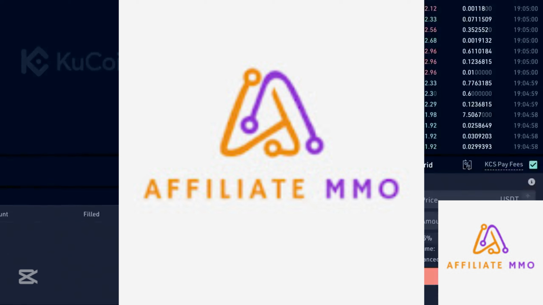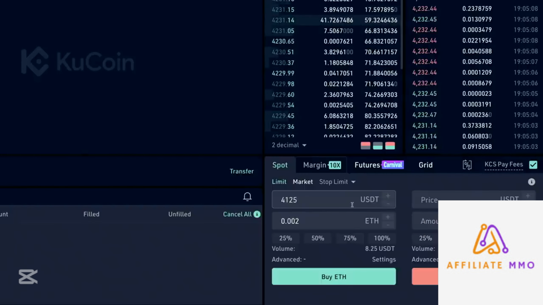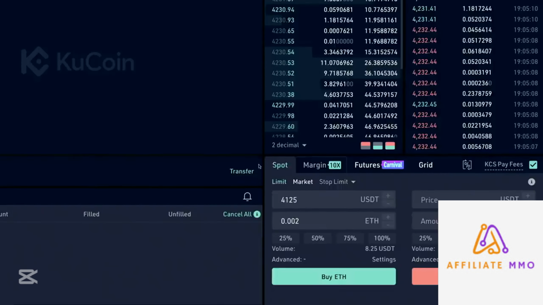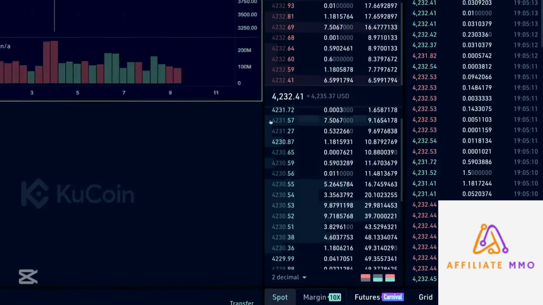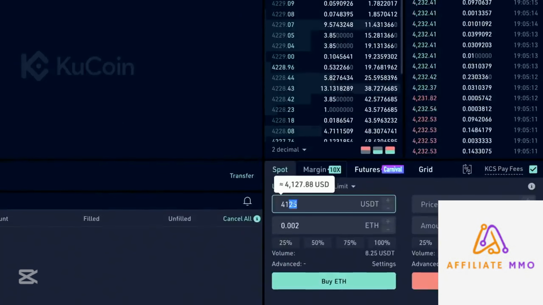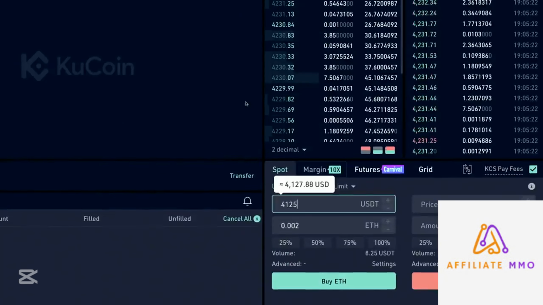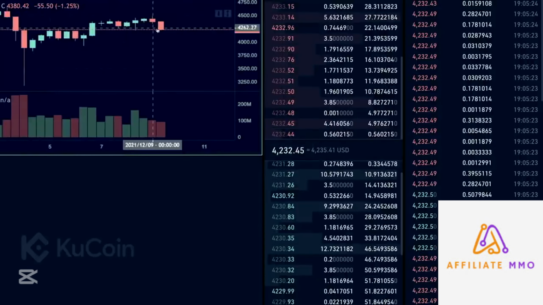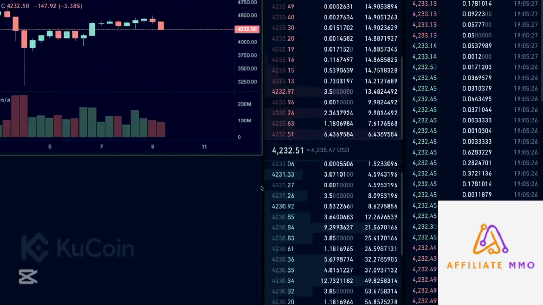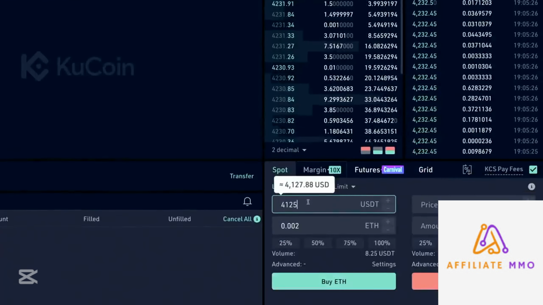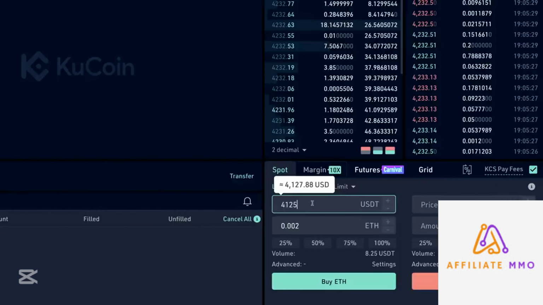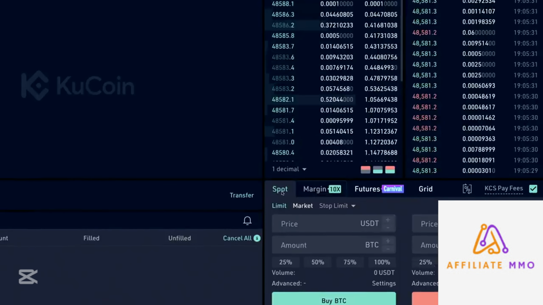So I'm just going to click on limit order, as you can see, and then what I want to do is choose the price in US dollar tether that I want to pay for one Ethereum. So I can see that the price up here is 4,232. So I'm going to choose 4125. It's way below the current price, but considering the market is moving down, I think I might be able to get some cheap because people might sell more than they buy, and so the price might come down a little bit. So that's the price that I want to bid for Ethereum, 4125.